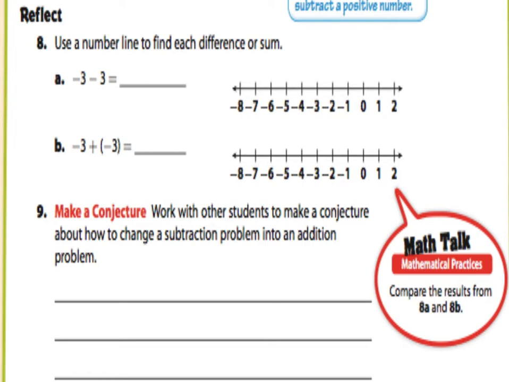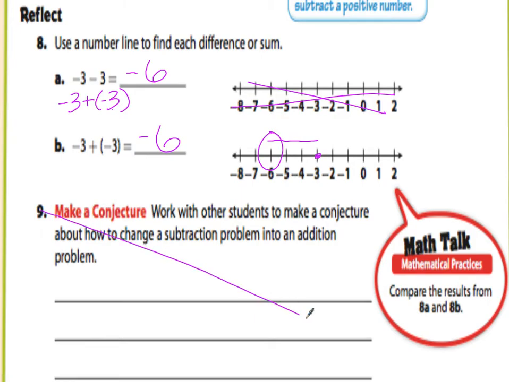Right, so here I have negative 3 minus 3. Instead of using the line, we're going to change it. So negative 3 minus 3 tells me to do negative 3 plus a negative 3. Negative and negative, I add and keep the sign. Okay, and then here, negative 3 plus a negative 3. Well, negative 3 plus a negative 3, I'm still going to the left. And I'm getting that negative 6 again. Okay? Right, and don't worry about this conjecture. We're just going to keep going with our practice here.